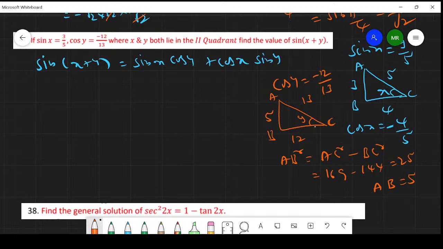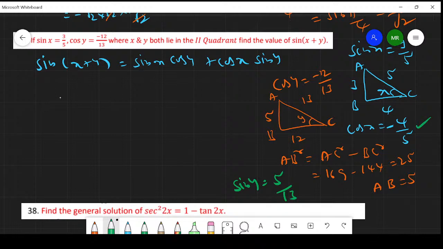Now I want sin y. From this figure, sin y is equal to 5 by 13. Because y belongs to the second quadrant, and in the second quadrant sin is positive, so sin y is 5 by 13. But in the case of x, x belongs to the second quadrant, cos is negative. Cos x is equal to minus 4 by 5.